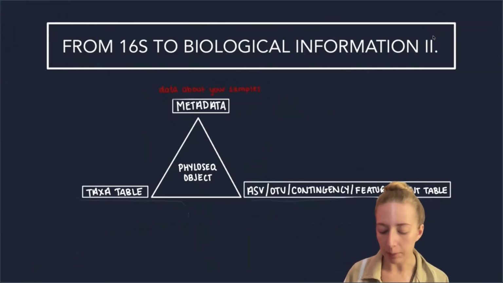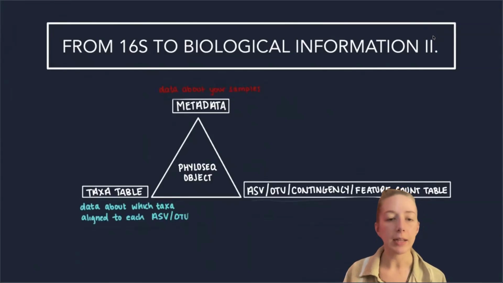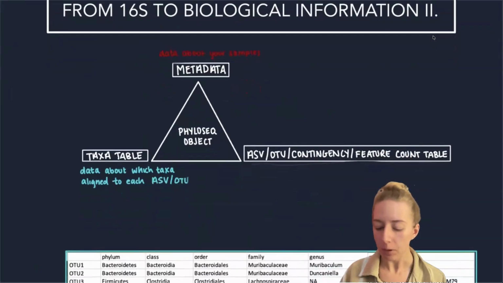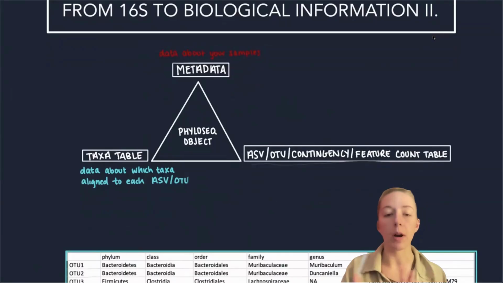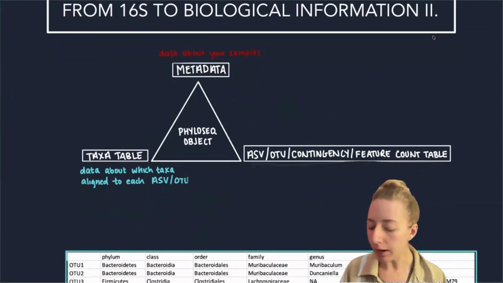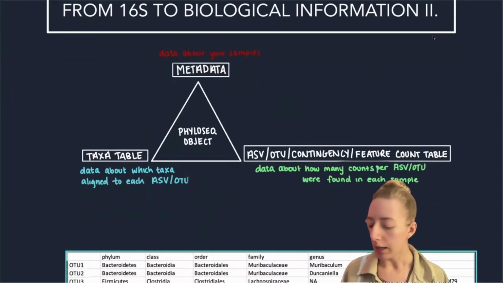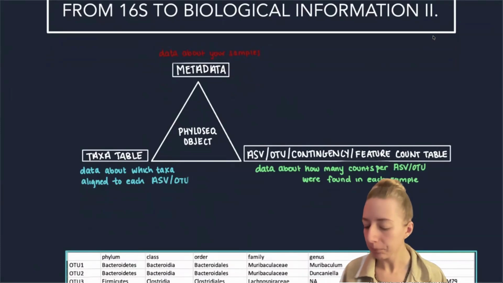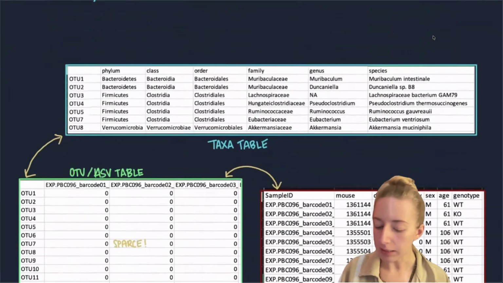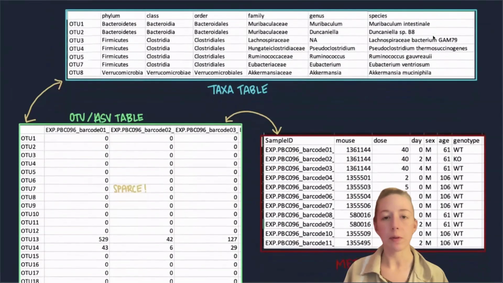Our taxa table from last time is going to be that data about which taxa is assigned to which ASV or OTU. And then our ASV OTU table is going to be about how many counts of each ASV were found in each sample, right? So it'll be looking at the counts. This is kind of what they look like if you were to compare them.